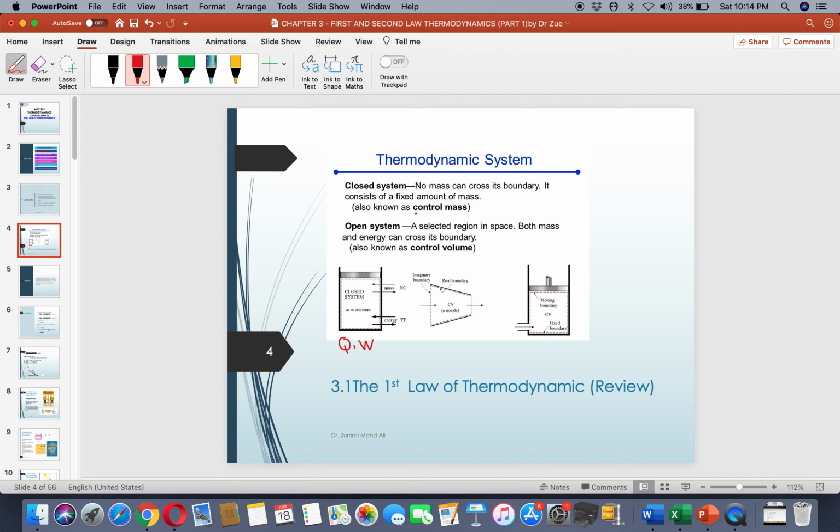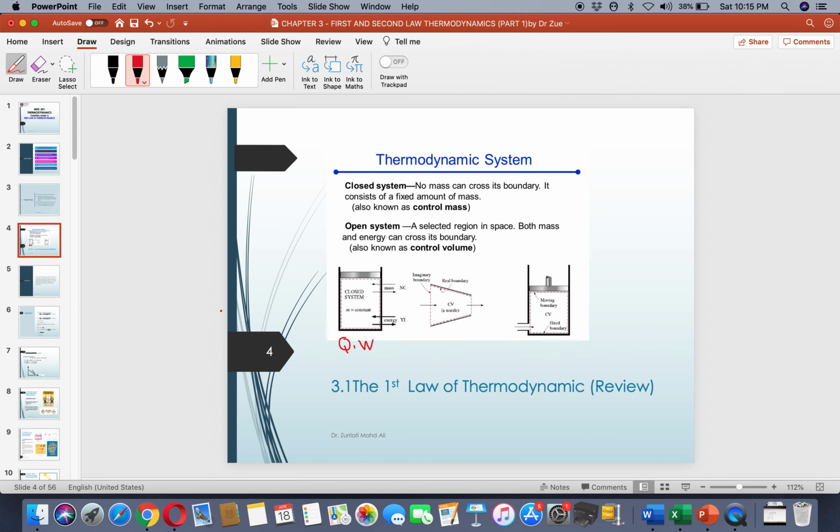This is very important. Okay, so next we will discuss open system. What is open system? Open system is a selected region in space. Both mass and energy can cross its boundaries. Why can it cross the boundary? Because it has an opening. Therefore, mass can move out. Open system is also known as a control volume.